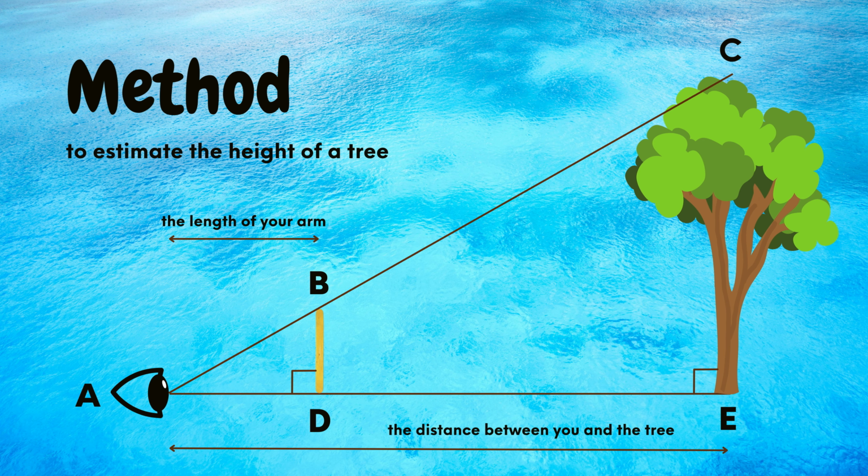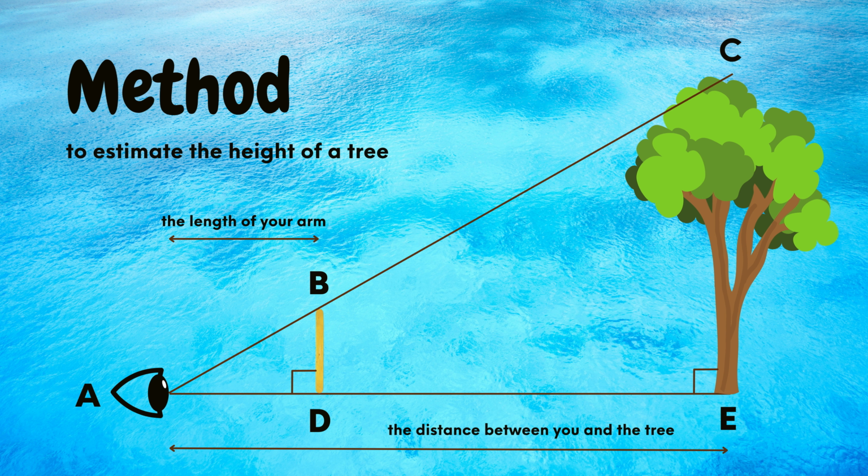First, let's start with explaining how to measure heights. Refer to the diagram here. We assume that the length of your arm is AD and the distance between you and the tree is DE. So, the length of the stick is BD. We observe that ADE is a straight line and both the stick and the tree are perpendicular to ADE. Then, we can easily find out triangle ABD is similar to triangle ACE.